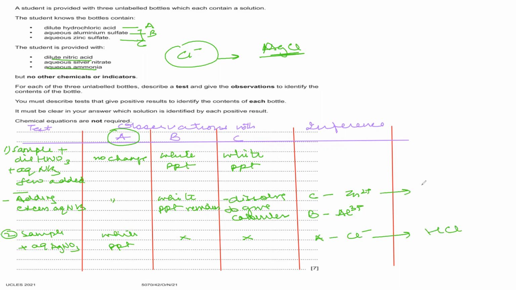When zinc ions are confirmed, we know that zinc sulfate is present, and when aluminium ions are confirmed, we know this is aluminium sulfate, right? So this is how we'll be identifying the unlabeled bottles which are being given. It's better if you do it in table form, so that whatever test you're performing, whatever the observation, and the inference on the basis of the observation are clear to the examiner.